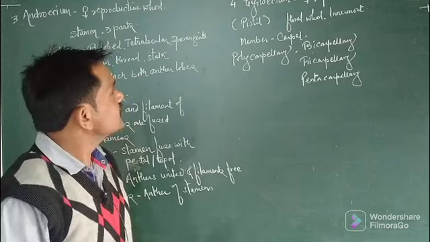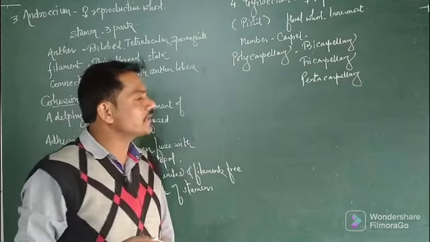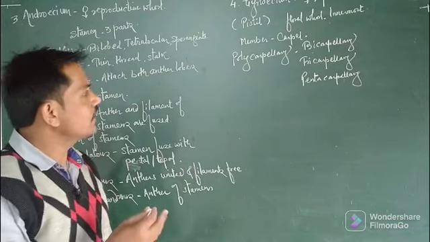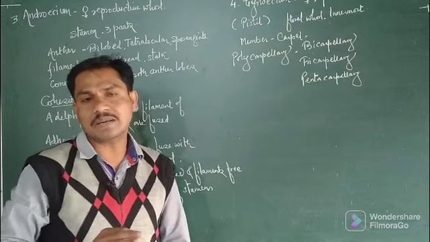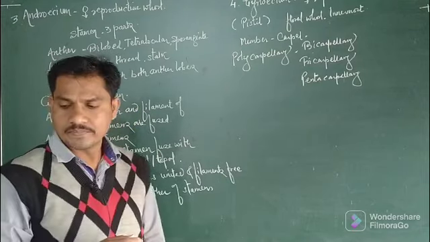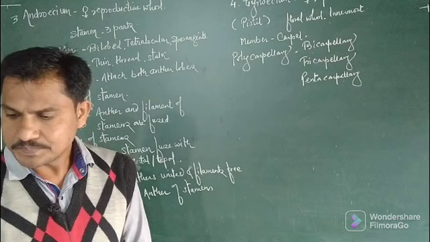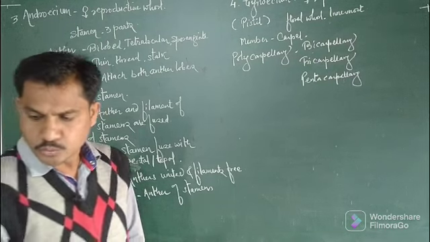Bicarpellary, two carpels are present in the gynoecium. In tricarpellary condition, three carpels are there. In pentacarpellary condition, five carpels are present in the gynoecium. The example of bicarpellary is the datura.